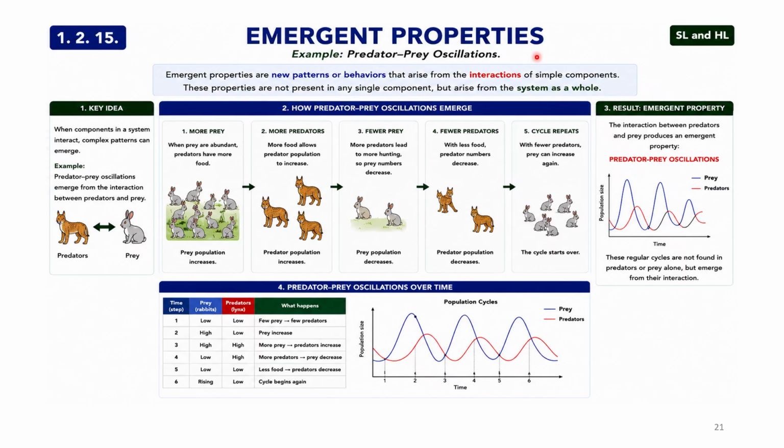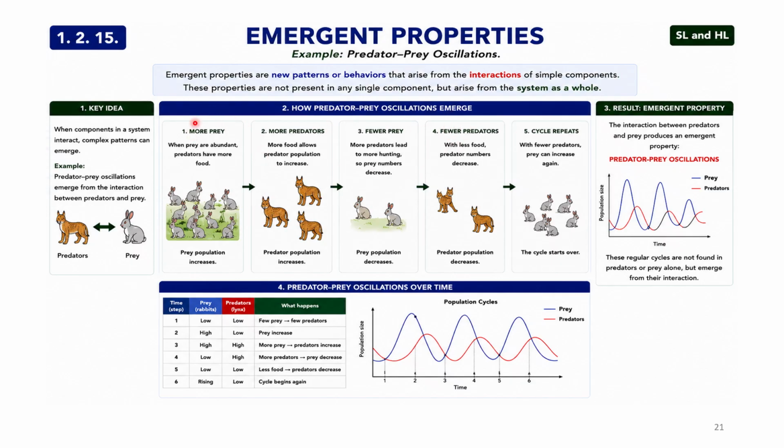Emergent properties. Emergent properties are new patterns or behaviors that arise from interactions among system components and cannot be understood by studying individual parts alone. A classic example is predator-prey oscillation.